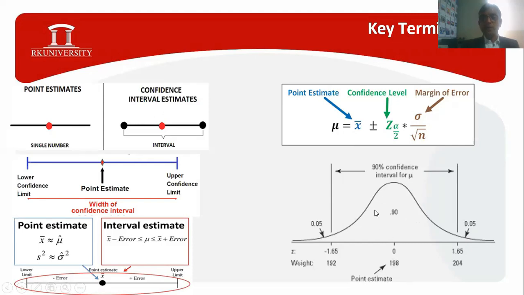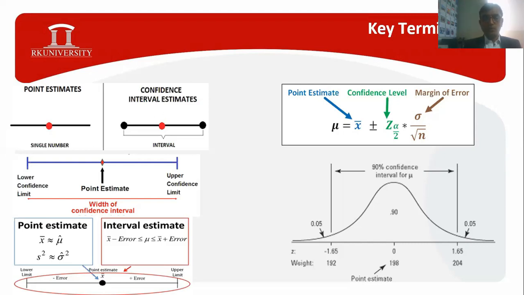And what is the confidence level? 90%. So what will be the level of significance? 10%. So 5% on the left side of the curve and 5% on the right side of the curve. So this range, 192 to 204, is known as the interval estimate. 198 is called the point estimate. What is the confidence level? Okay, 90%. And what is the level of significance? Okay, 10%. So I hope that now you are clear about all these critical or difficult terminologies, like estimation, point estimate, confidence interval, confidence level, and level of significance.